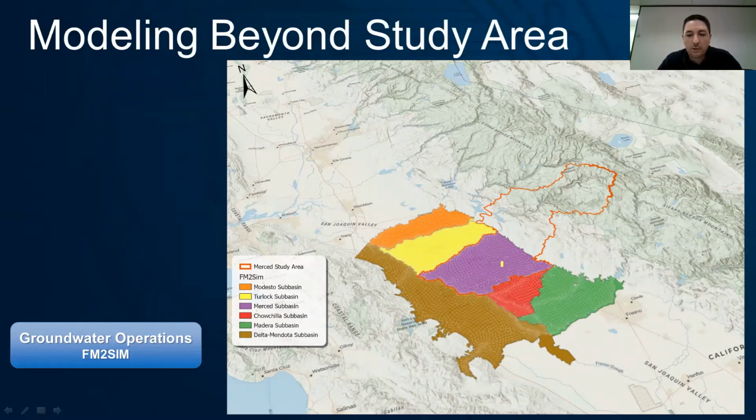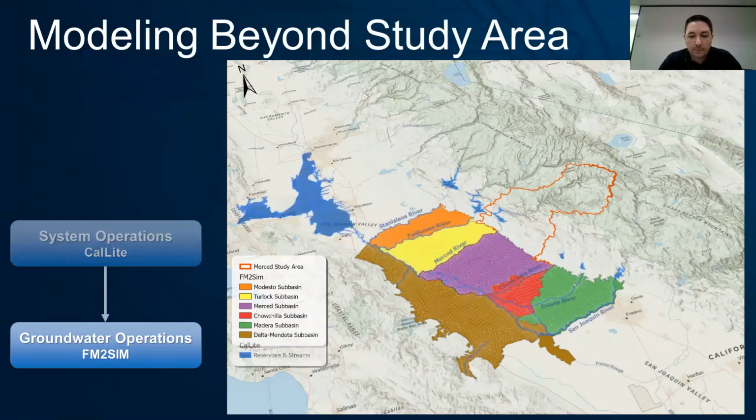As we start to recharge in our Merced subbasin, that's going to have impacts on the other subbasins around it. And with that 100 years of hydrology, what's happening in those surrounding subbasins is going to have an effect on the Merced subbasin. So we do need to go out beyond watershed scale for this aspect of it.